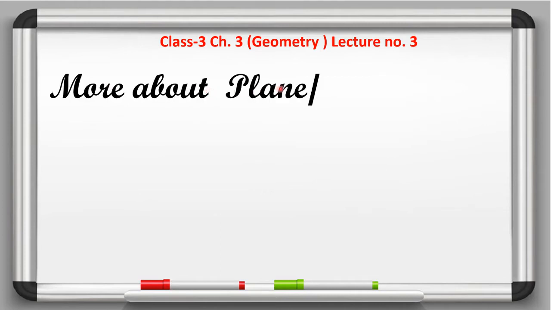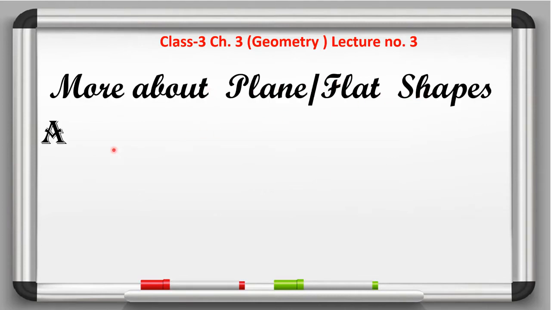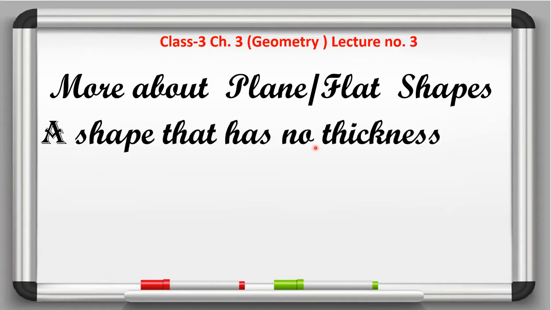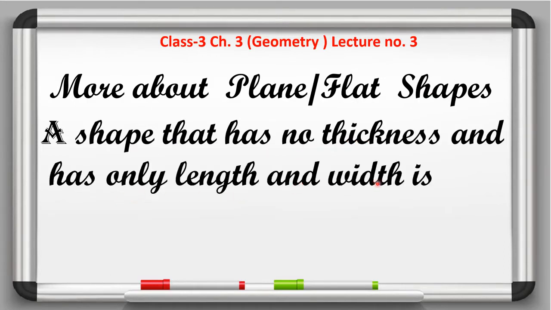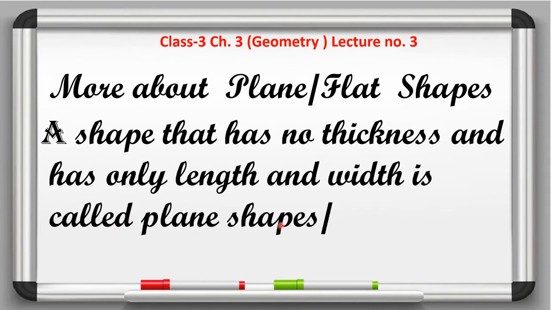More about plane or flat shapes. A shape that has no thickness and has only length and width is called plane shape or flat shapes. Okay, beta. So those shapes which have no thickness. Thickness means motai. Okay, and has only length and width. जिसकी सिर्फ लंबाई और चौड़ाई होती है बट मोटाई नहीं होती. Those shapes are called plane shapes or flat shapes.